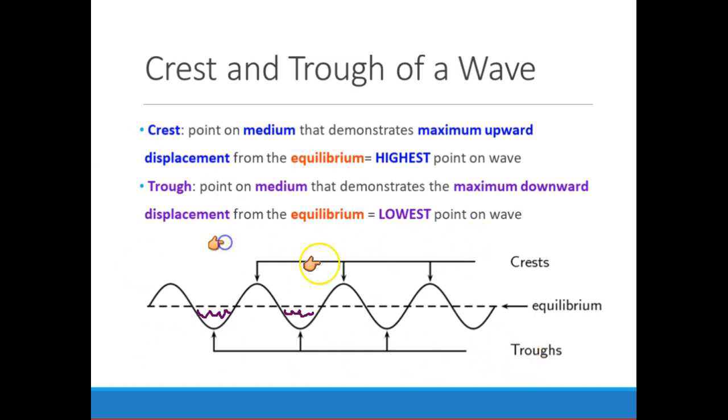Smiley faces if that makes sense. Highest point is at the top, called the crest. Lowest point at the bottom is called the trough. And the very center is called the equilibrium. The halfway point between the top and the bottom is called the equilibrium.